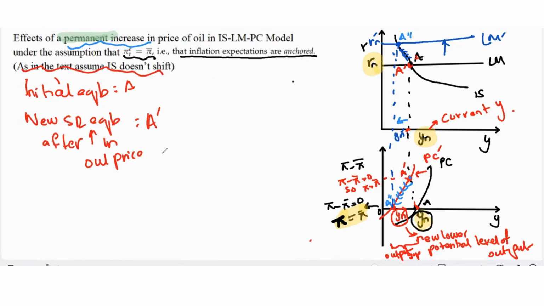So in the short-run equilibrium, we had the same level of output, but it's higher than the new lower potential level of output. So we had a positive output gap, which meant that inflation was above target, because at this level of output, you're not at A, you're at A prime on the new Phillips curve, right? And then we had the new medium run equilibrium, A double prime, where output was equal to the new lower potential level of output, and hence inflation came back to target. And this was done through the central bank increasing R.